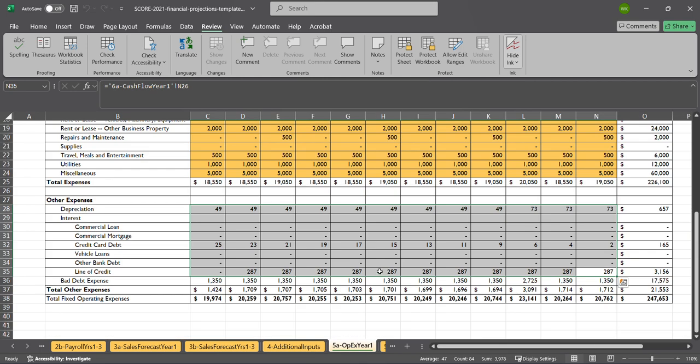And so with that, we've completed operating expenses for year one. The next video is going to be looking at operating expenses for the growth for years 2 and 3.